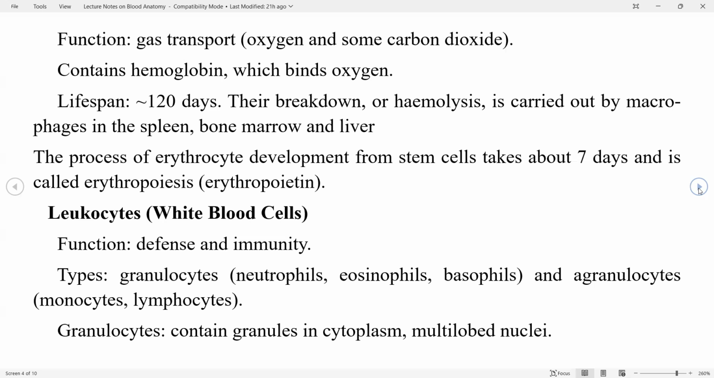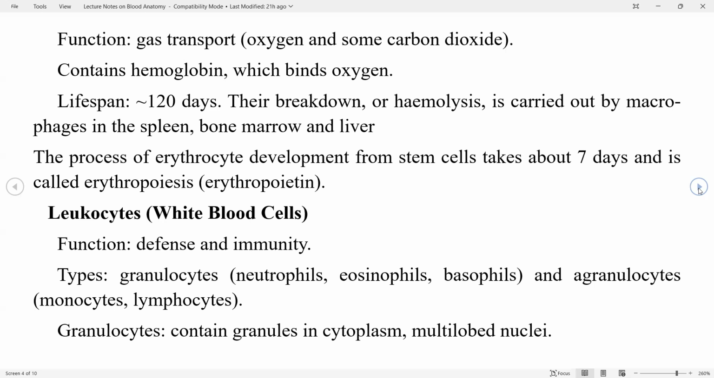Now let's go to white blood cells, otherwise known as the leukocytes. What are the functions of the white blood cell? Defense and immunity. Those are the major functions. Then we have 5 types. We have the neutrophils, eosinophils, basophils, monocytes, lymphocytes.